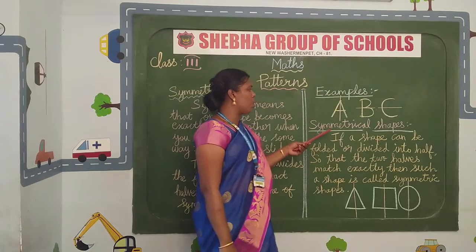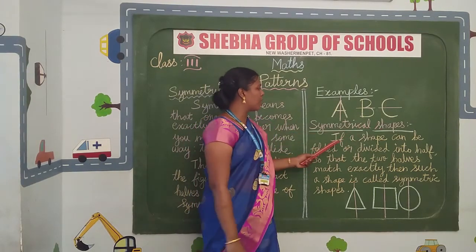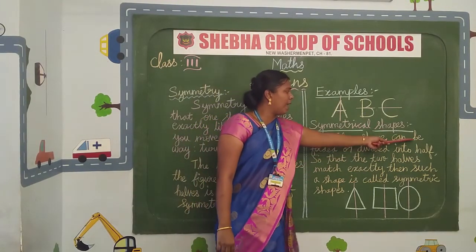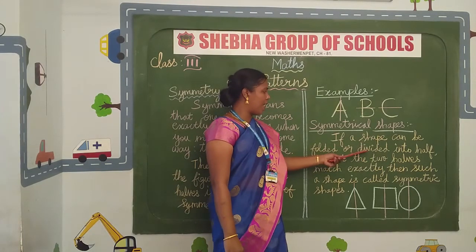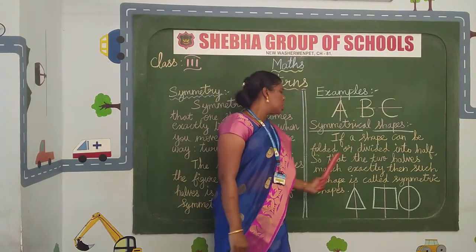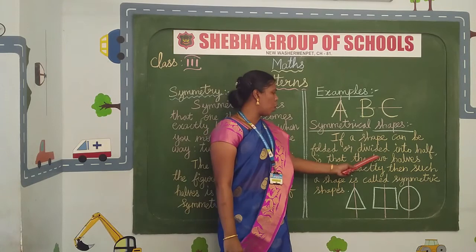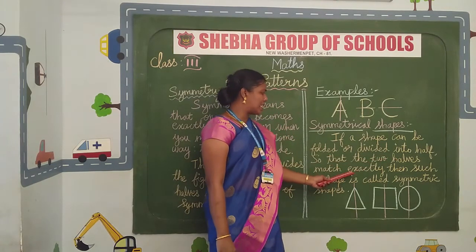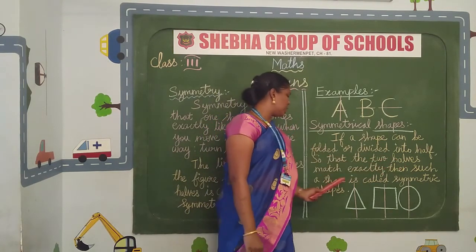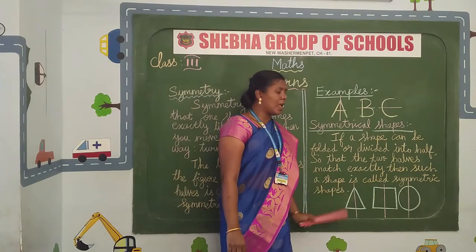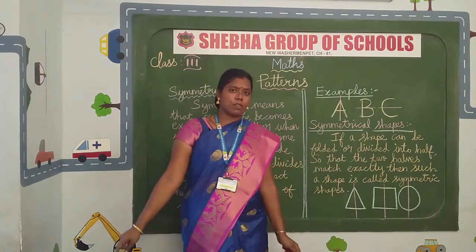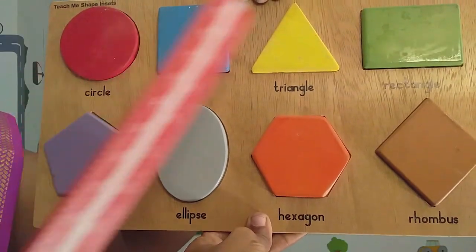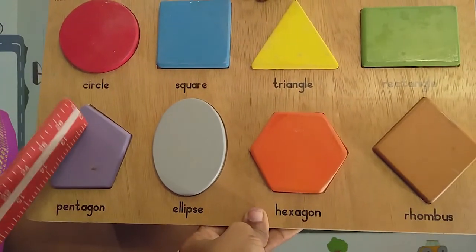Again I tell you, symmetrical shapes: if a shape can be folded or divided into half, so that the two halves match exactly, then such a shape is called a symmetric shape. I will show it in other shapes also. I will show some shapes here. How would you display it?